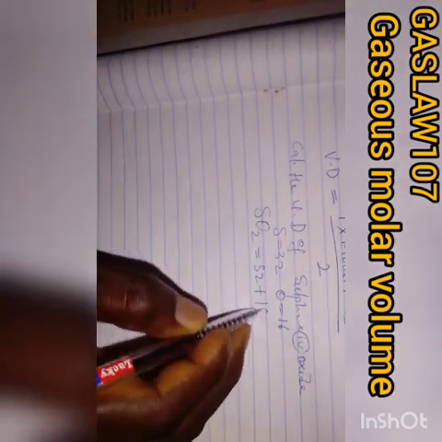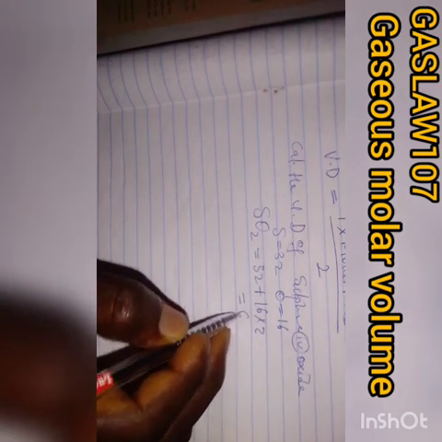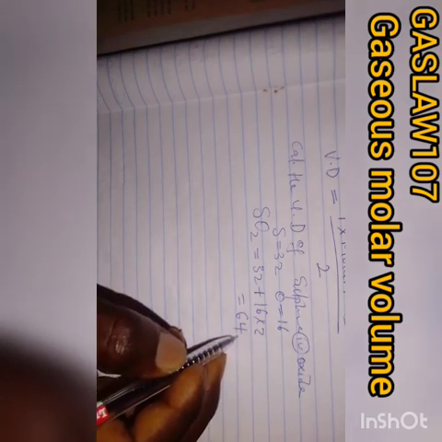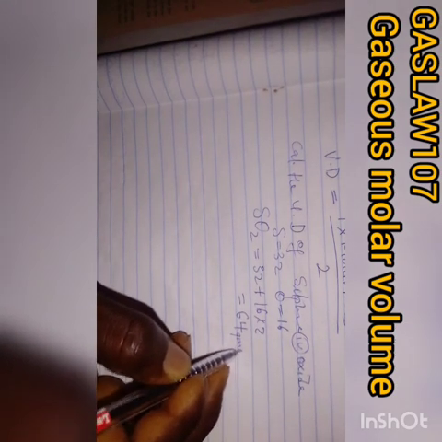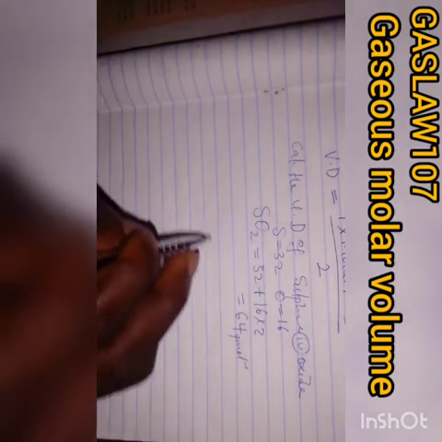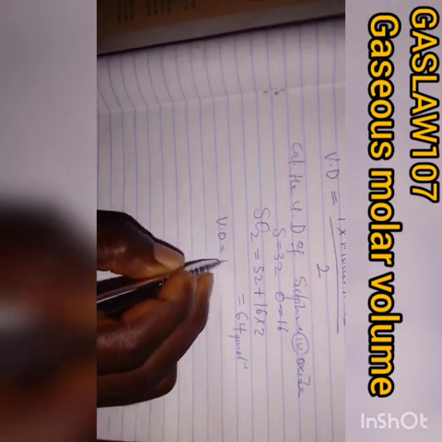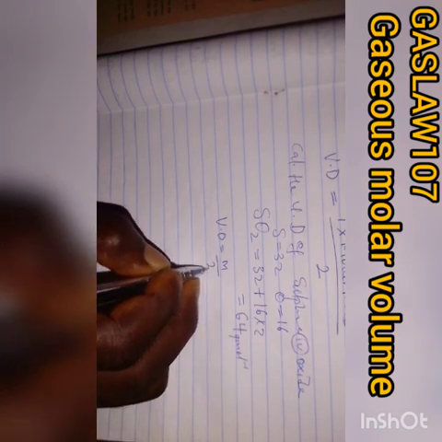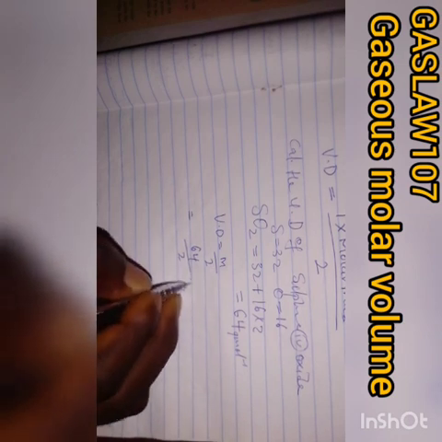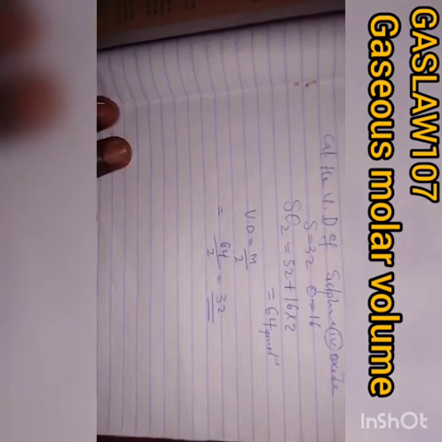32 plus 16 times 2. All together, we give you what? We give you 64, if I'm not wrong. 64. So that represents the what? The molar mass. Now, the questioner says calculate the what? The vapor density. So for the vapor density now, we are going to say that Vd is equal to molar mass divided by what? By 2. So we are going to say that 64 divided by 2 will give you what? 32. That is the answer to the question as given.